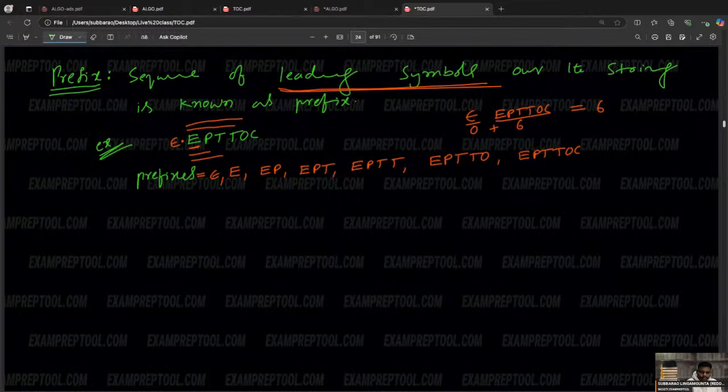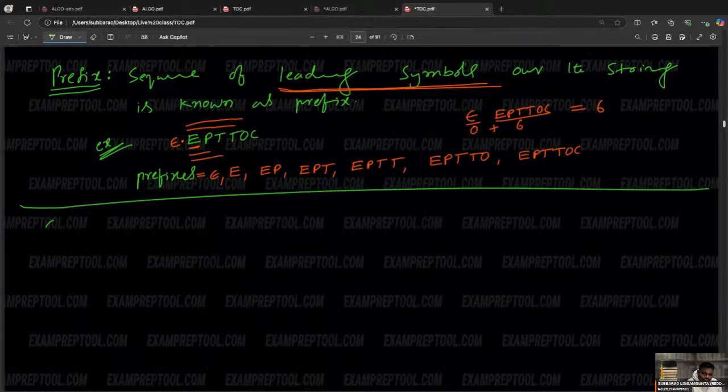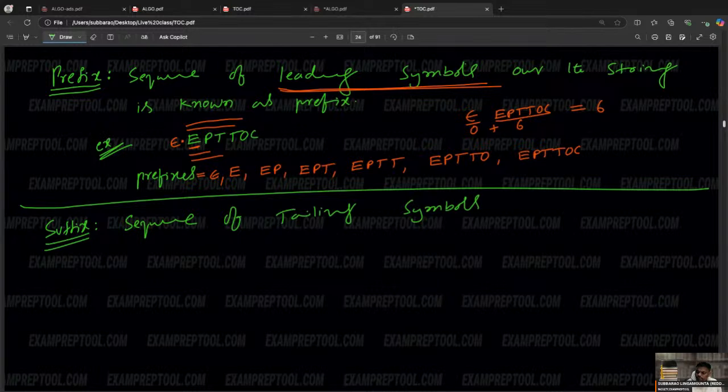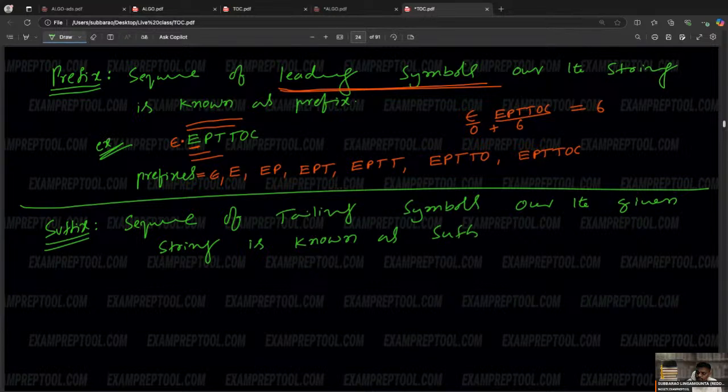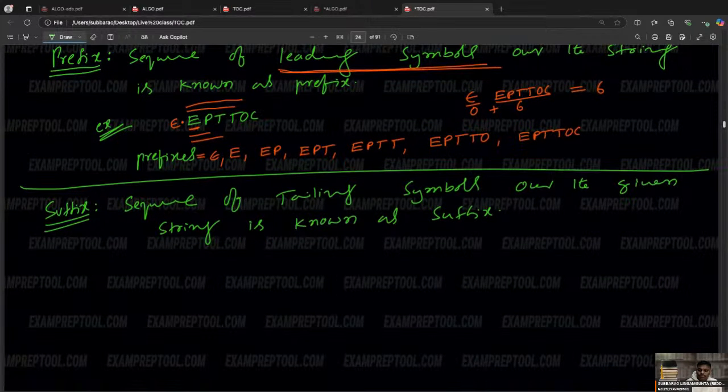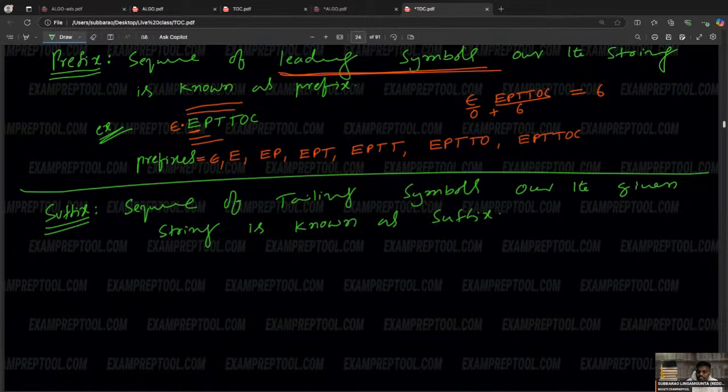That is called suffix. Let me write it. Sequence of tailing symbols over the given string is known as suffix.